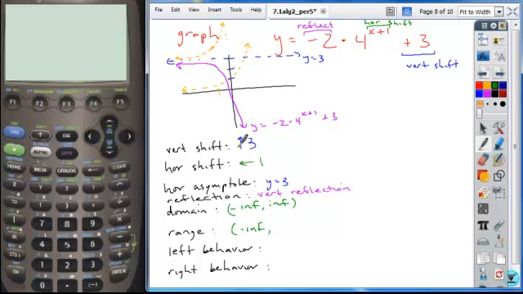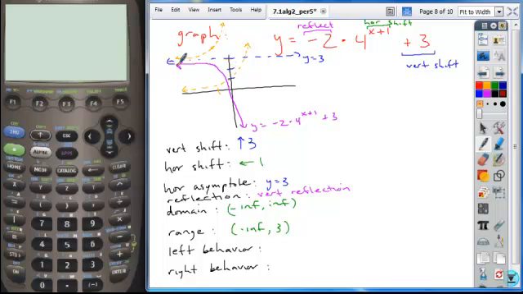And it extends all the way up to our highest possible y value. Goes up to, but does not actually include 3, so a parenthesis around 3. And then the final steps here are to identify the left and right behavior.